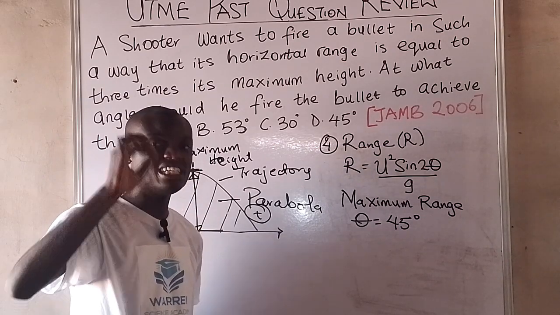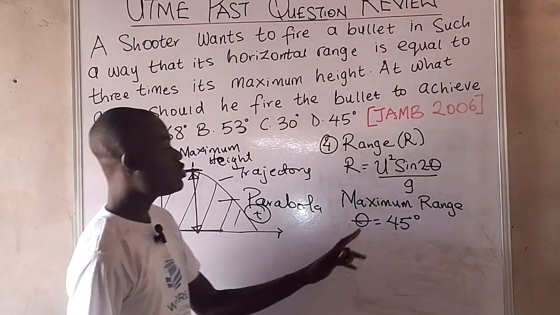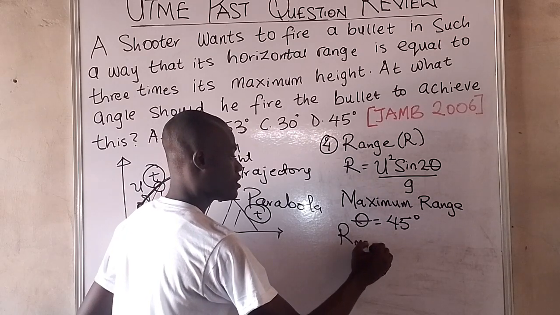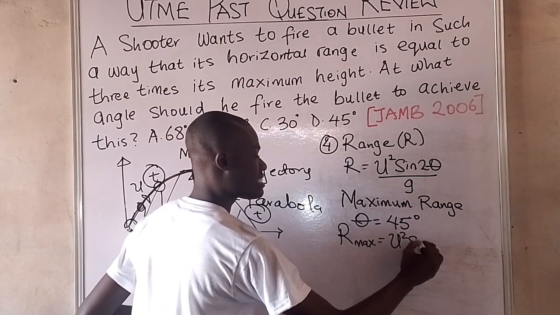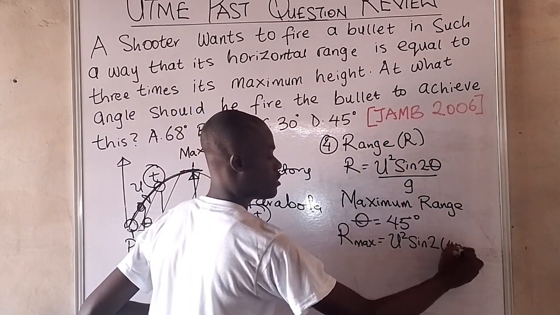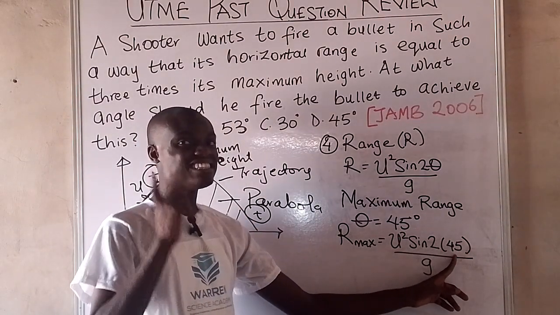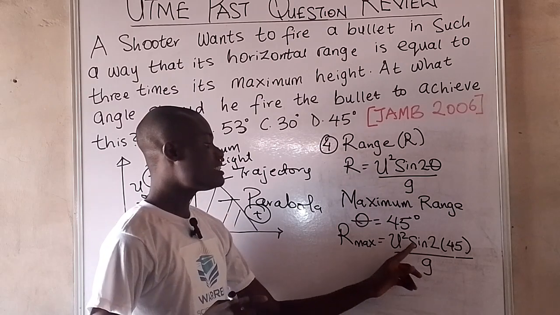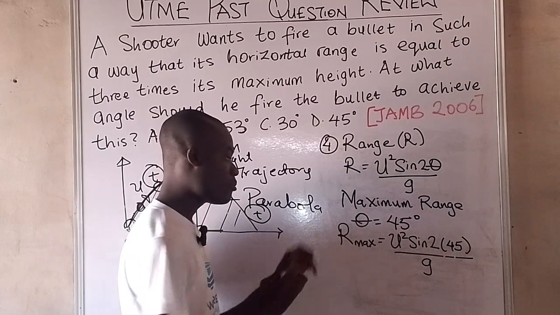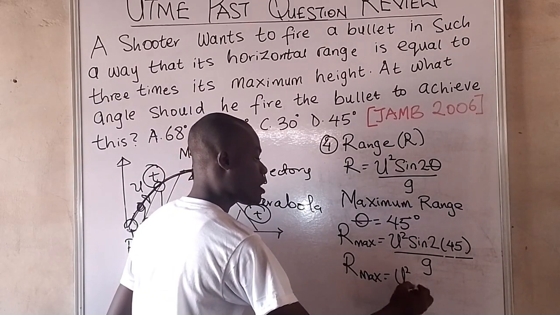Remember, your angle of projection is that angle to the horizontal and not to the vertical. So when your angle of projection is equal to 45, it changes this entire formula. So we have R max is equal to u square sine 2 theta over g. Remember, in the case of maximum range, theta is 45. Now, 2 times 45 is 90 degrees. Now, when we take the sine of 90, it will give us 1. So that changes this entire formula. Therefore, your formula for maximum range, which is R max, is equal to u square over g.